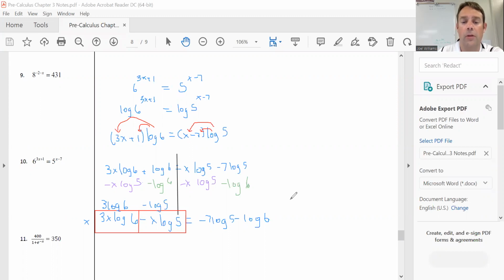So by factoring, and I'm going to bring this up over here, I now have x times 3 log 6 minus log 5. That would be equal to -7 log 5 minus log 6. Okay. So that says 3 times that whole thing.